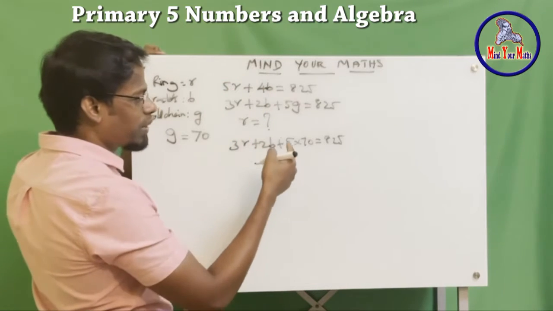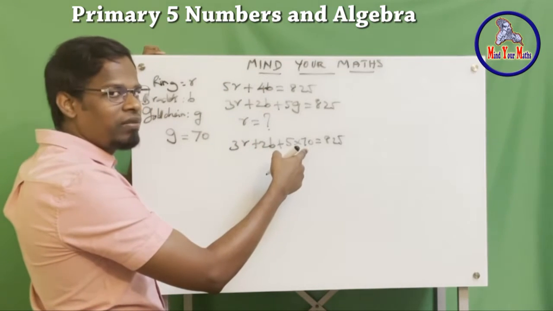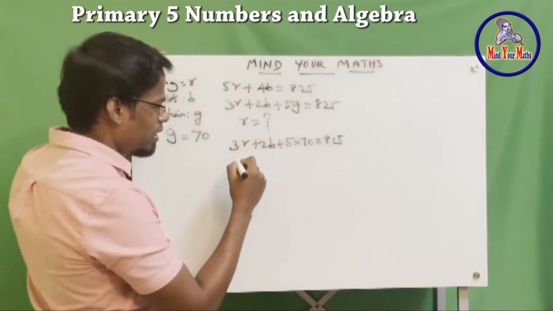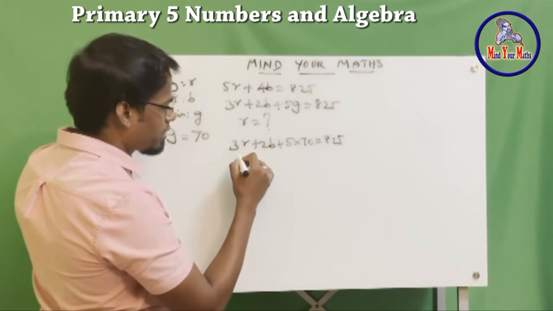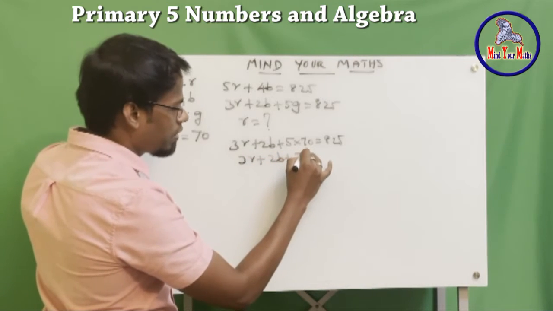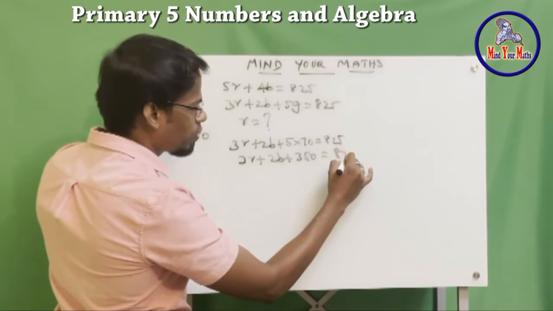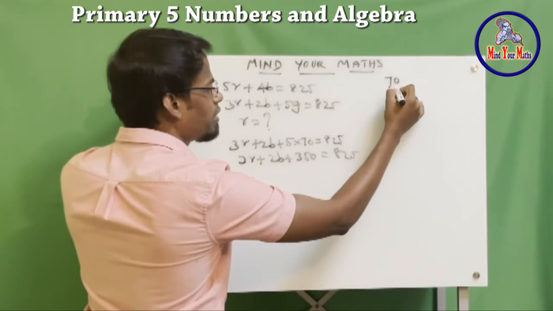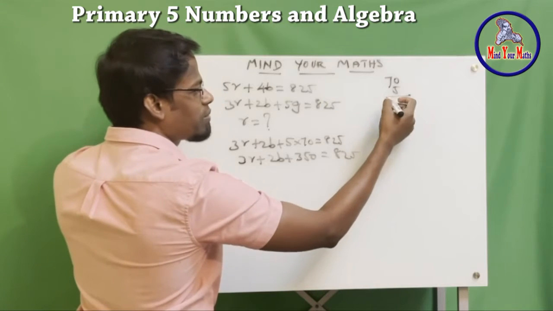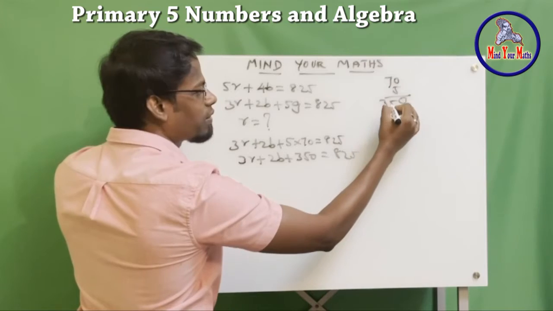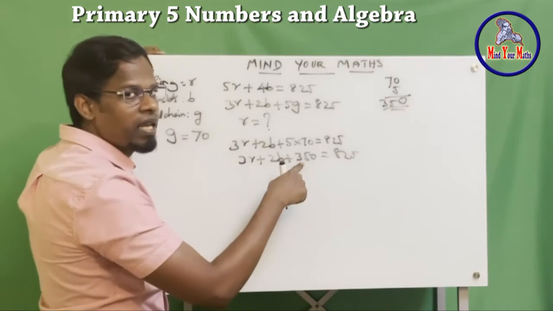Because we know the value of gold, we are just trying to simplify this one first. If we simplify it, 3R plus 2B plus 350 is equal to 825. How do we know it's 350? Let's multiply it. 70 times 5: 5 times 0 is 0, 5 times 7 is 35, right? So that's how the 350 came in here.